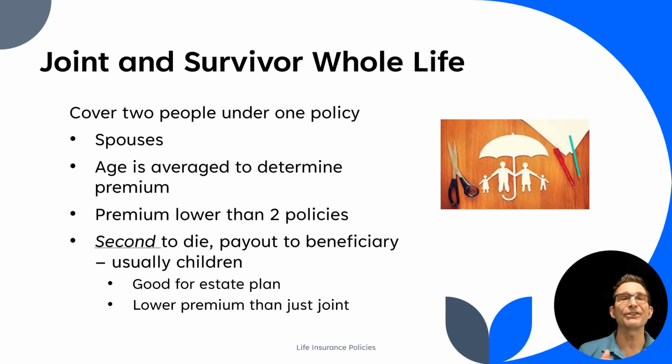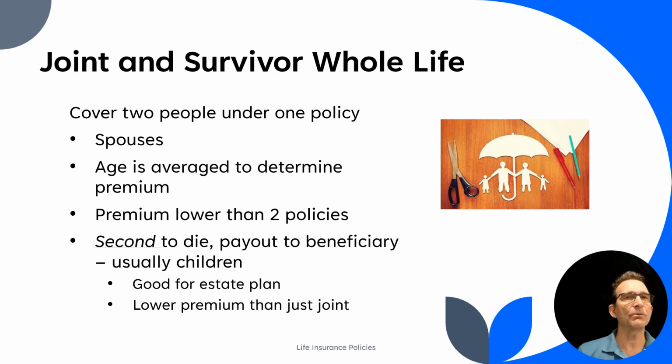Now, an extension of this is called joint and survivor whole life. So not just those first two, the couple or spouses. Again, this is a very common kind of policy for a family to put together. So you're going to cover those two people under one policy. So spouses are covered under that policy. They determine the premium by averaging together their ages. And again, the premium is lower than having two different policies. Now, in this case, it's the second to die that is going to generate a payout to the beneficiary.